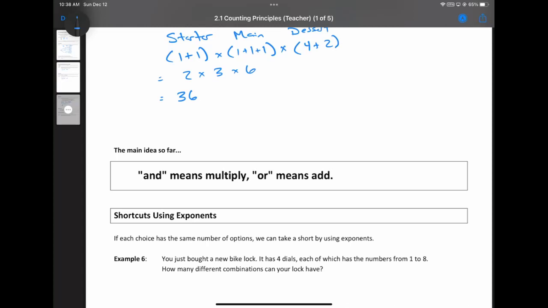Just to reiterate again, when it means and, when we have to do something and another thing, we're going to multiply. And whenever it's or, we do something or another thing, then we're going to add.